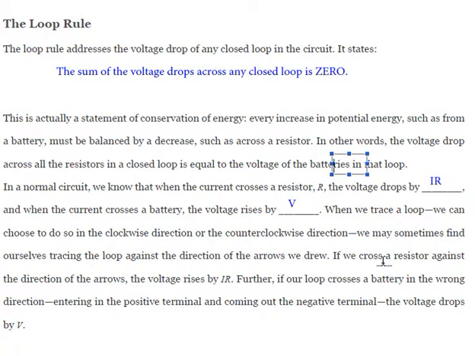So, if we end up following our arrows and we cross a resistor against the direction of the arrows that we drew, then a resistor is going to act like something that increases potential. So we're kind of doing the opposite of what it's supposed to do. And if our loop crosses a battery in the wrong direction, that's also going to do the opposite. So if we enter the positive and go out the negative, we're dropping potential.